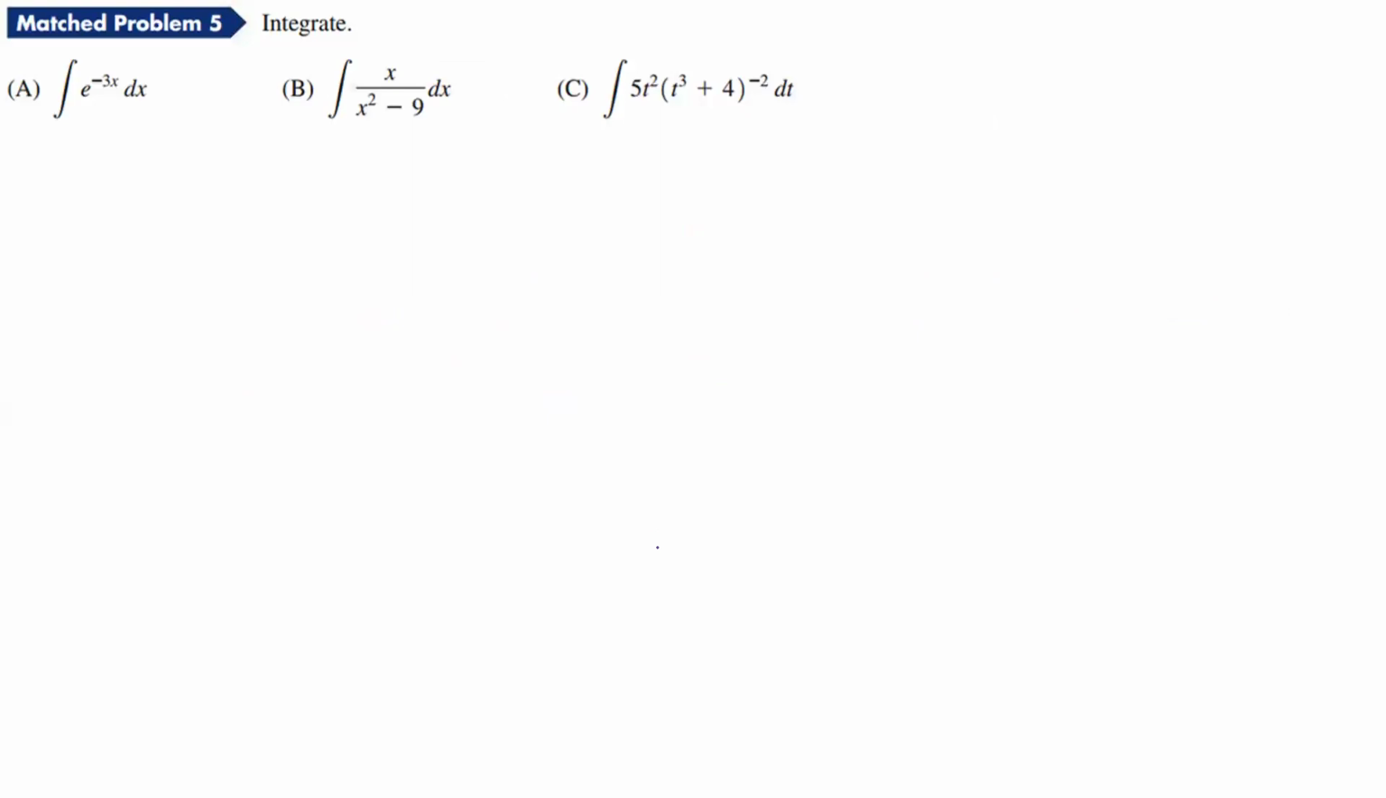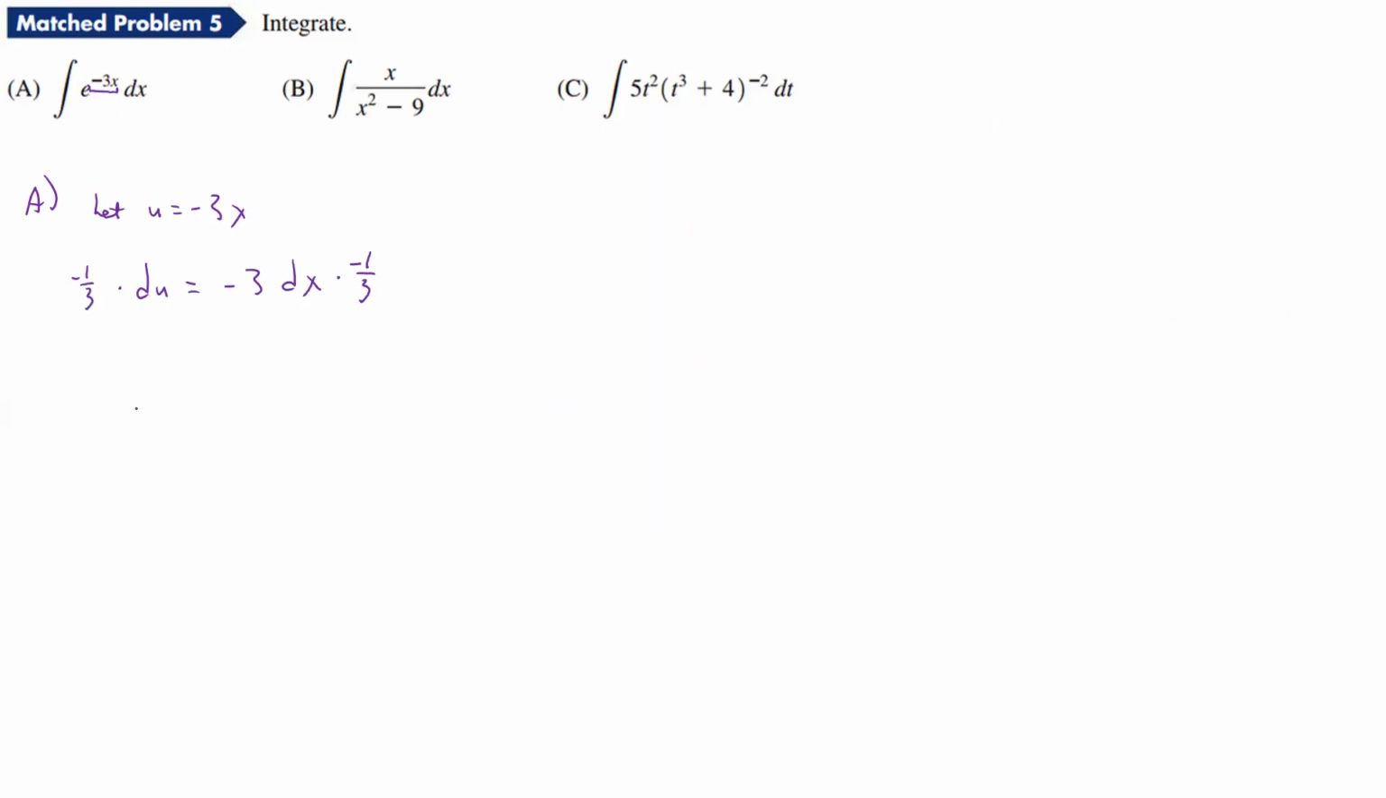So looking at this one, what do we have? Well, here, let's do A. It looks like I'm going to use that as my u. So I'm going to let u equal a minus 3x. Well, that means du is going to be a minus 3 dx, right? But do I have a minus 3 in here? No, I don't have a minus 3. So that means I'm going to have to multiply by a negative 1/3.